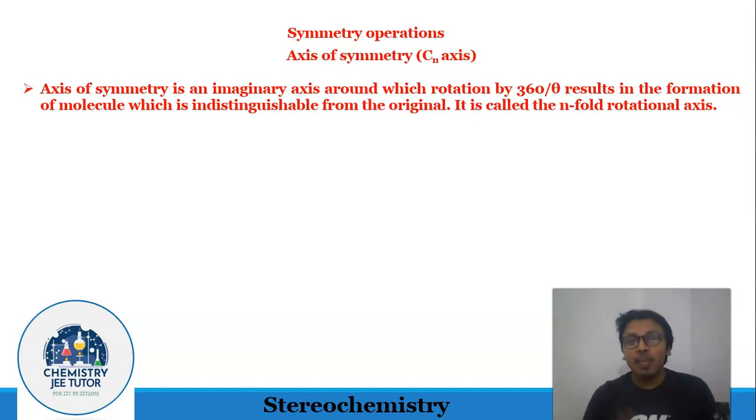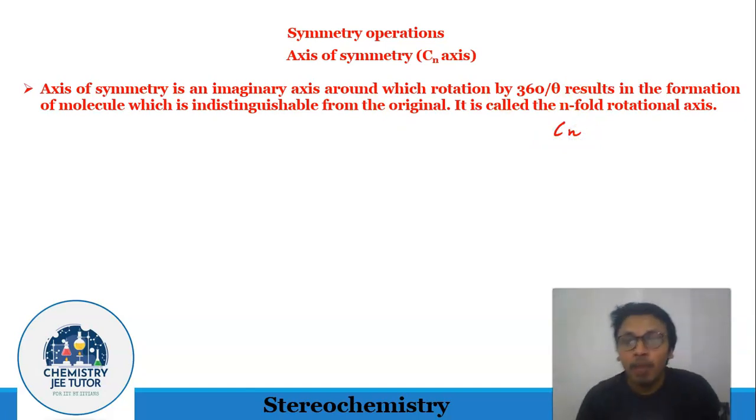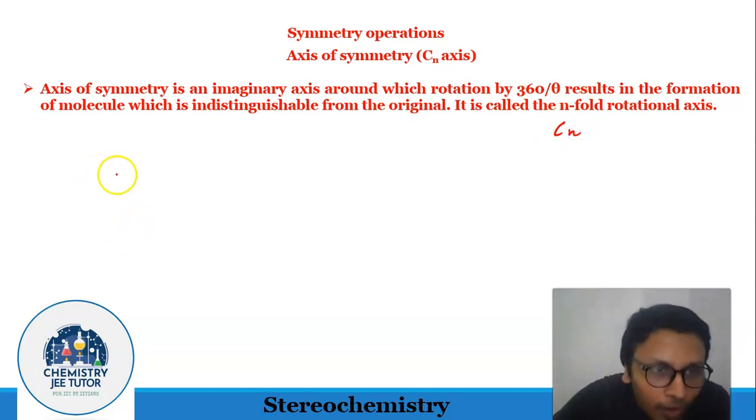Axis of symmetry is an imaginary axis which passes through the molecule, around which a rotation of 360 by theta. What is theta? Theta is the angle of rotation. And if we rotate the molecule by 360 by theta, it results in the formation of a molecule which is indistinguishable from the original. It is called the n-fold rotational axis and it is noted by Cn. What do I mean by this? Let us take our favorite example, water.